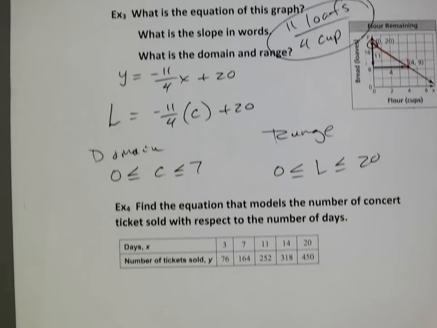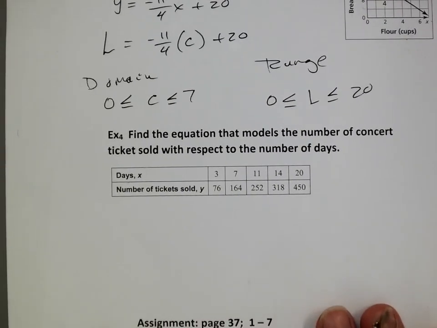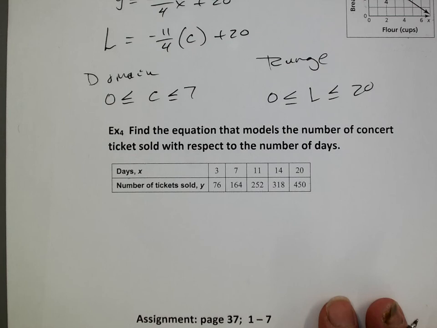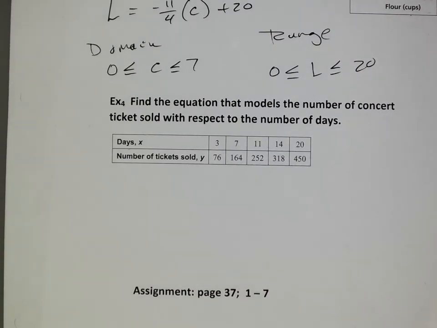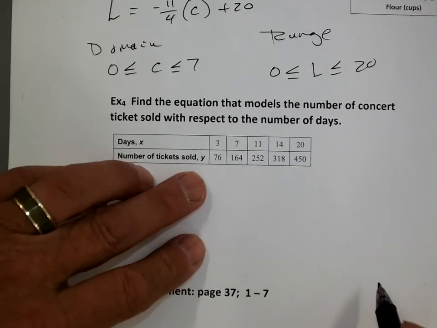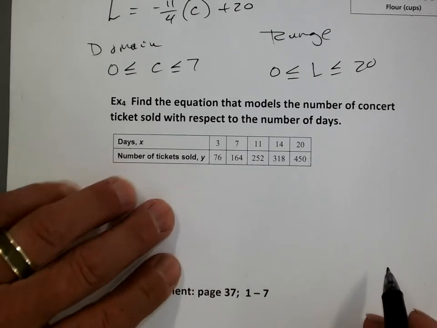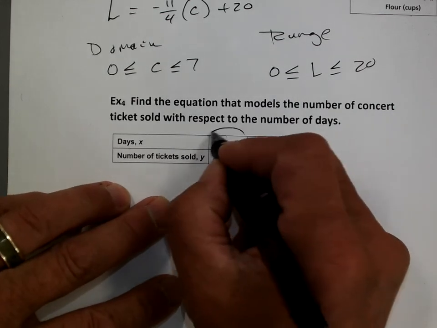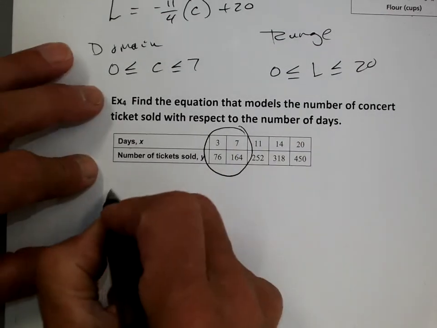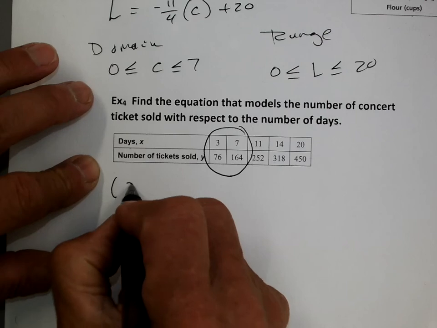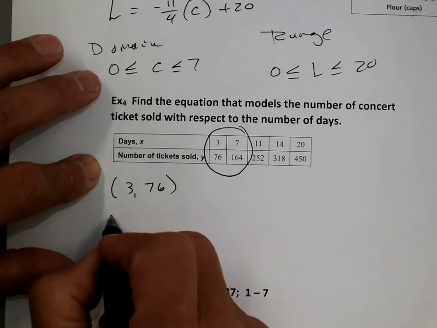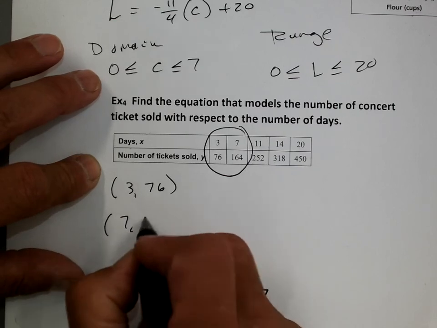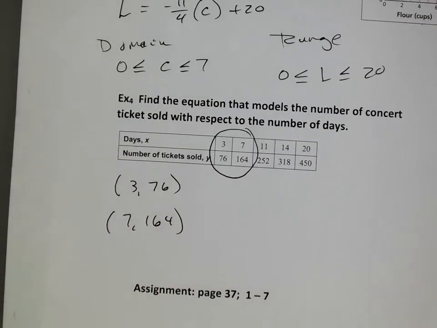All right, last but not least, find the equation that models the number of concert tickets sold with respect to the number of days. For me, if I can graph it, it sure helps a lot, but this one's kind of hard. So what I'm going to do is try and come up with an equation, okay? So let's pick 2 points. Here's my 2 points. I've got a point at (3, 76), and I got a point at (7, 164), okay?